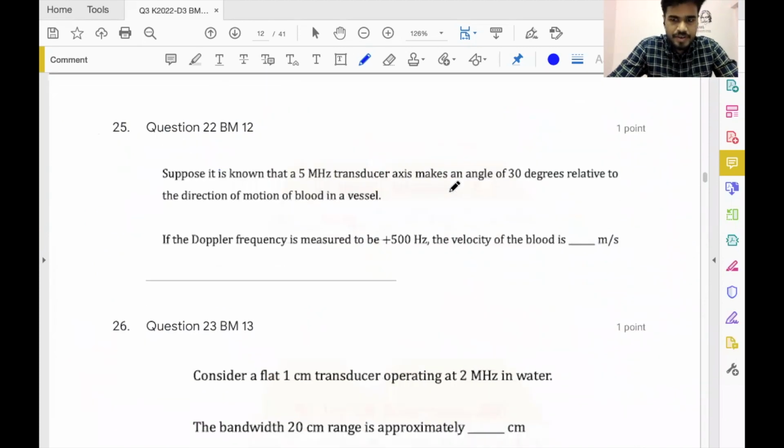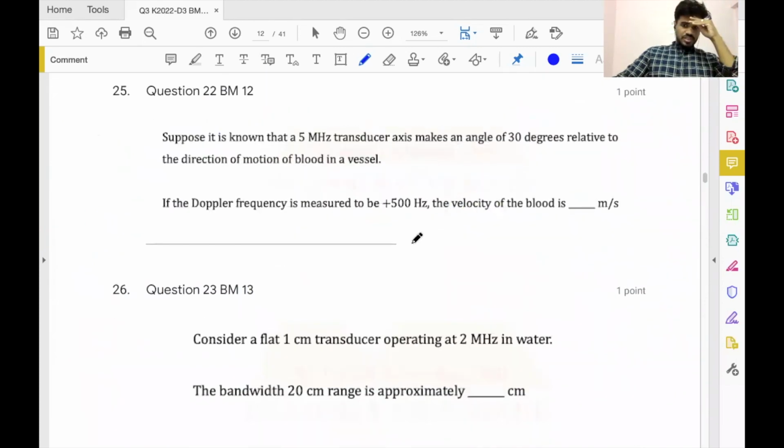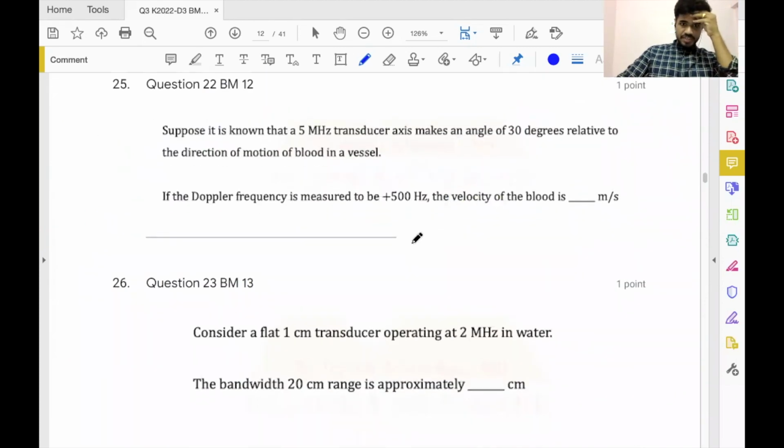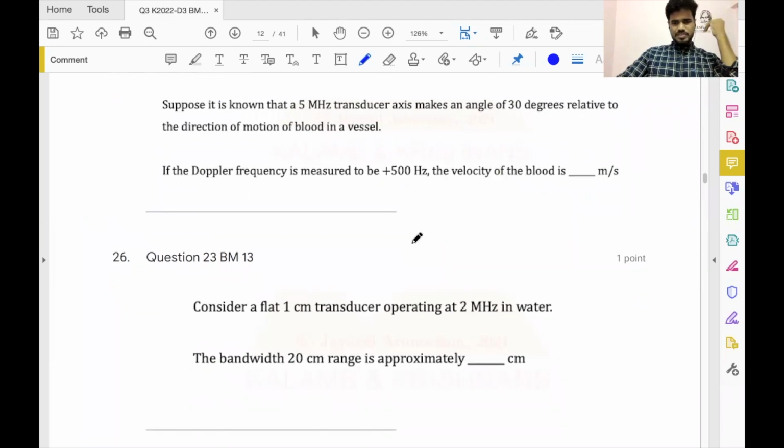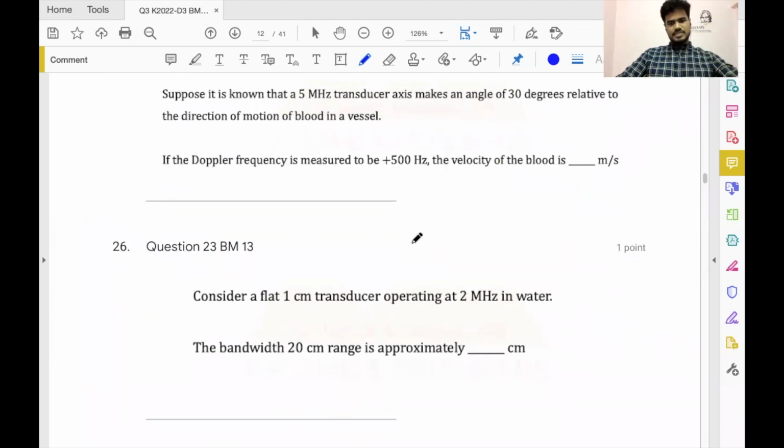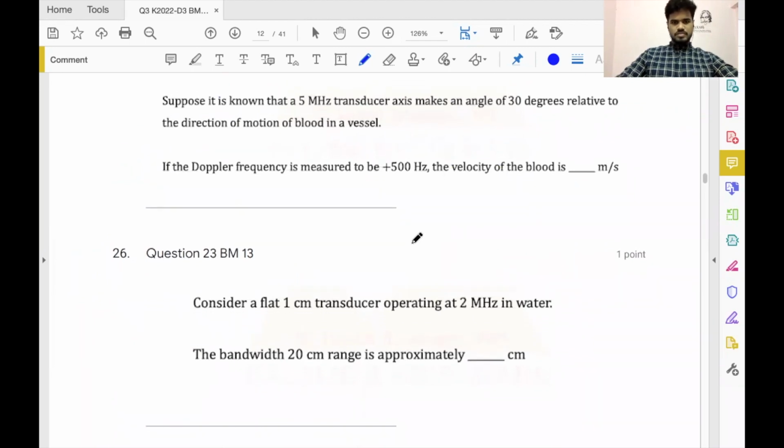Suppose it's known that a 5 MHz transducer makes an angle related to the direction of the pulse, and the Doppler frequency is measured as this. Now, we know the velocity, we know the Doppler frequency. This is delta F. Again, another straightforward question here.